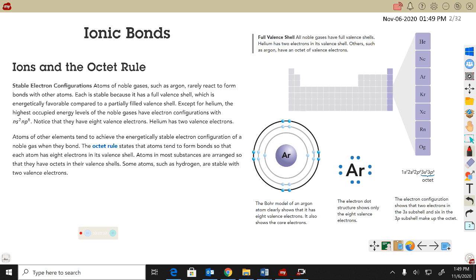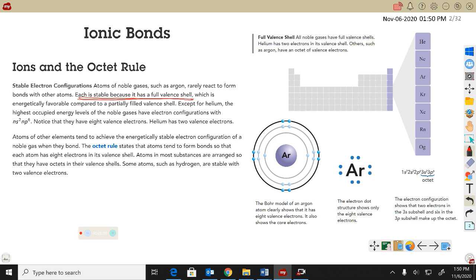How are we going to gain or lose electrons to fill the outer shell and make sure that all the atoms are stable? And so again, stable electron configurations are having full outer shells. Stable because it has a full outer valence shell of electrons. Energetically favorable means low energy is always stable.